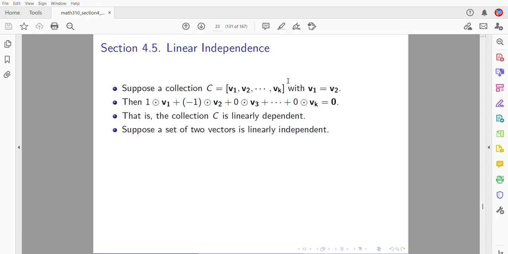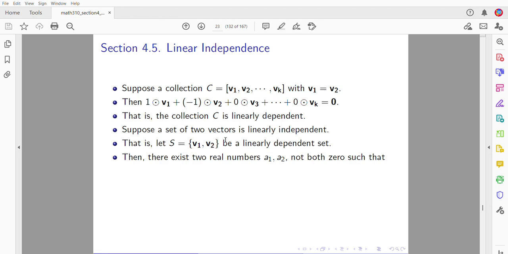Suppose a set of two vectors, V1 and V2, is linearly independent. No, that should be dependent. Suppose you have a set of two vectors which is linearly dependent. Then there exist two real numbers a1, a2, not both 0, such that a1 V1 plus a2 V2 is the 0 vector. One of them has to be non-zero because they are dependent. Suppose a1 is non-zero. Divide both sides by a1. You are able to solve for V1. V1 is -a2 over a1 times V2.